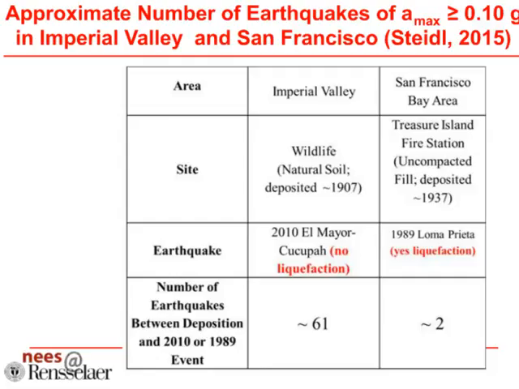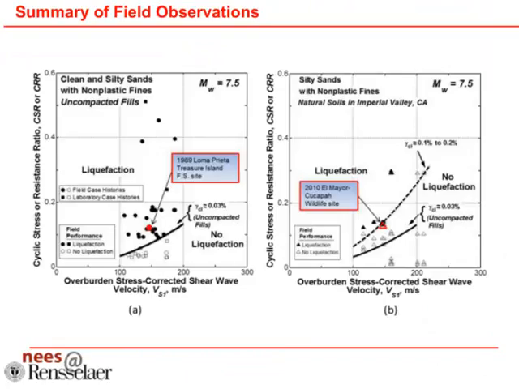The Treasure Island, the wildlife site didn't liquefy, which makes sense, because it has a lot of pre-shaking, so it has a higher resistance, while Loma Prieta did liquefy. So this again confirms the observation we have been seeing in the centrifuge or in the experimental testing.